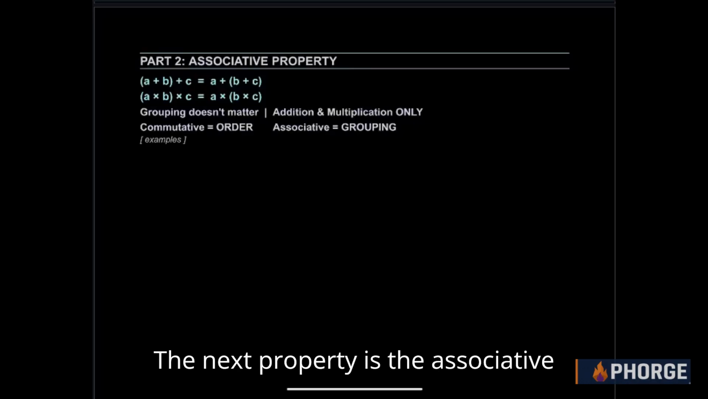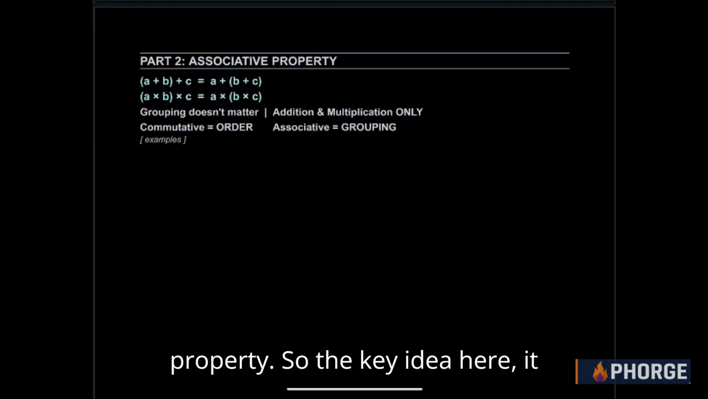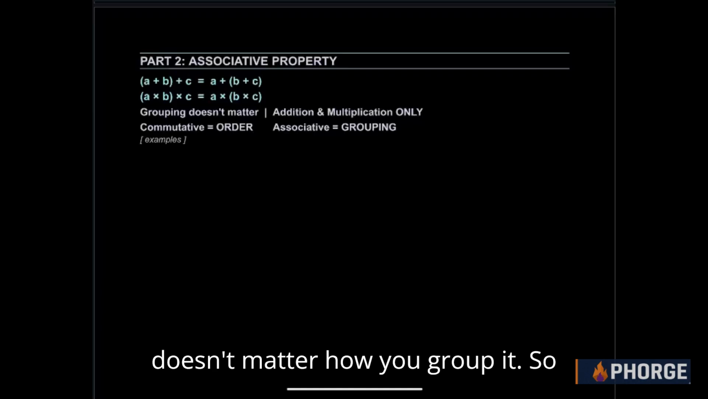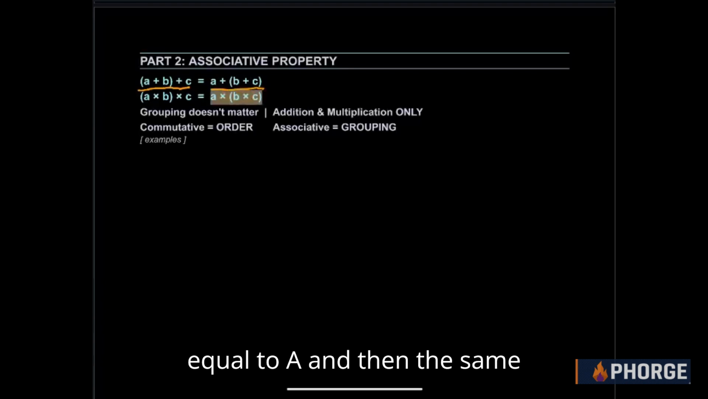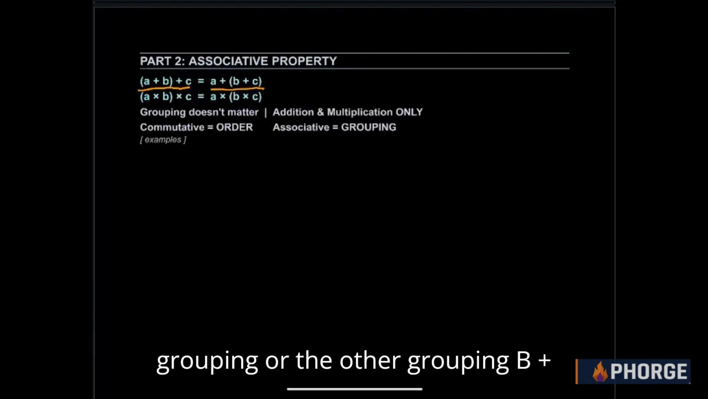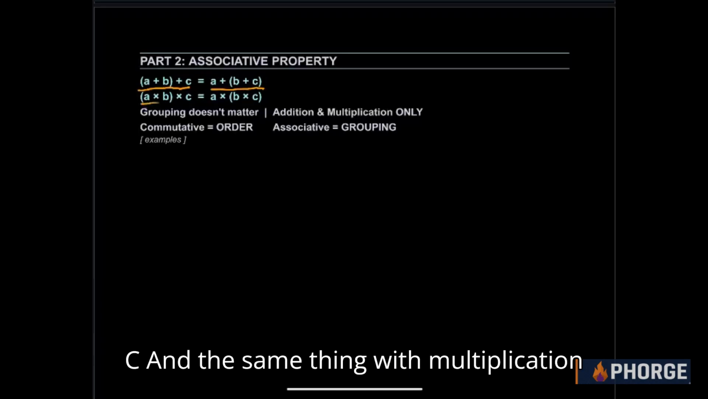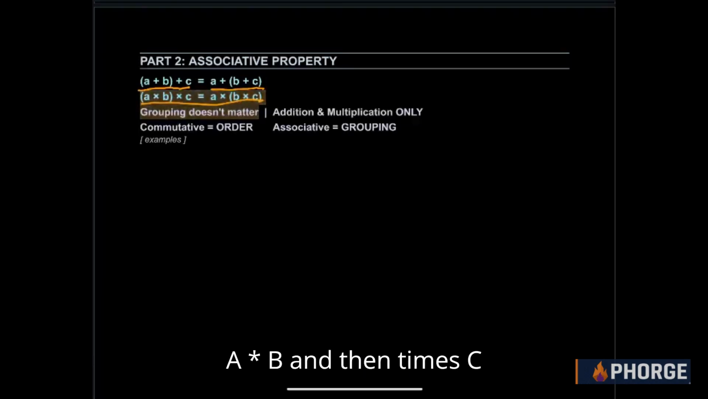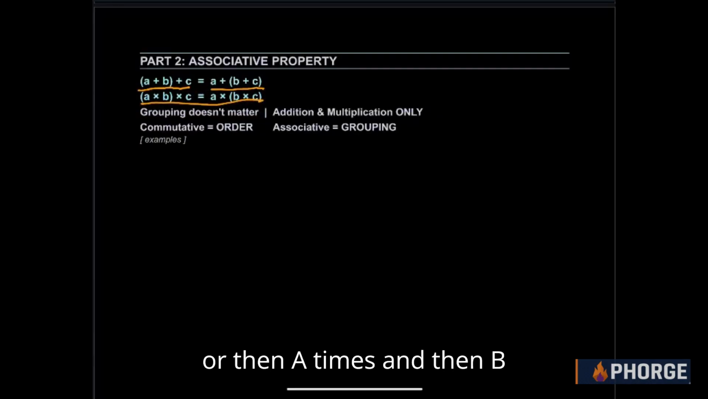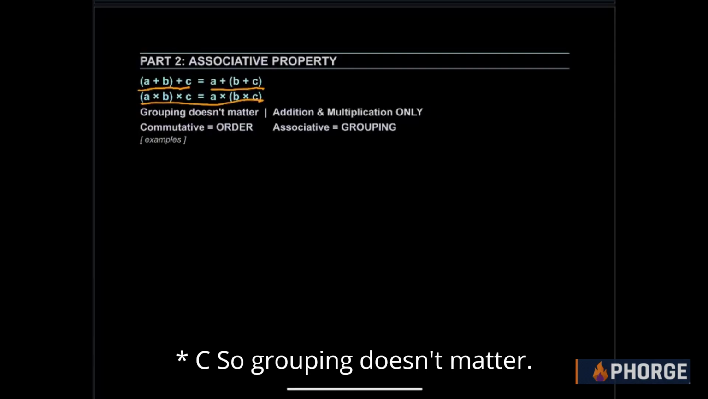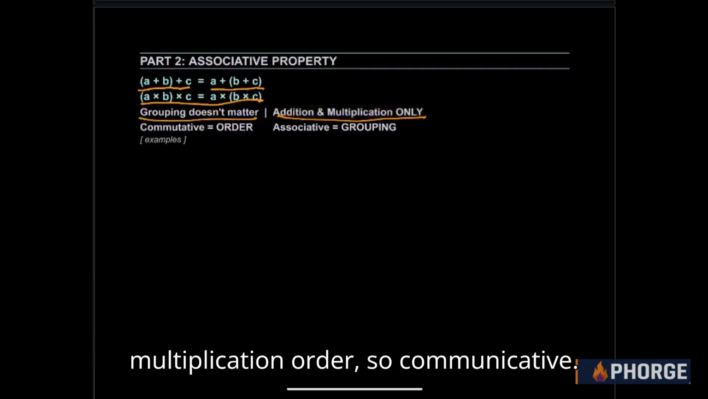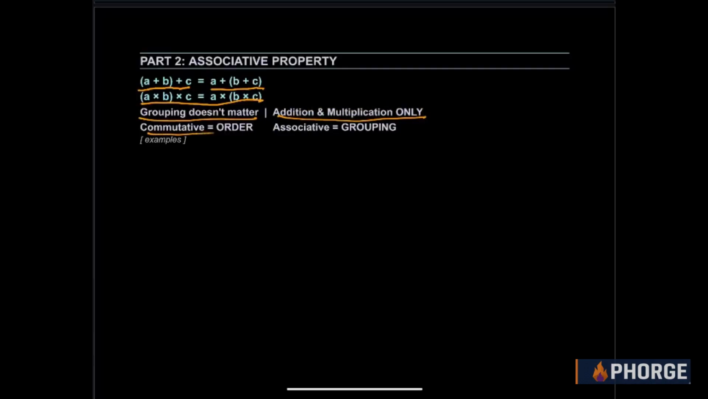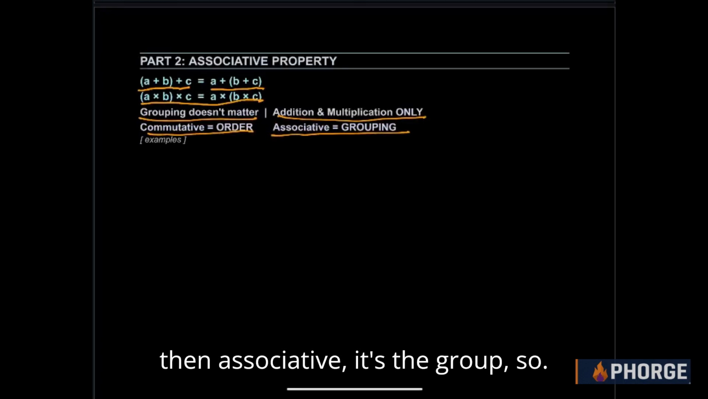The next property is the associative property. The key idea here is that it doesn't matter how you group it. So A plus B plus C is equal to A plus the other grouping of B plus C. And the same thing with multiplication: A times B and then times C, or A times the quantity B times C. So grouping doesn't matter, and it's only for addition and multiplication. So commutative is about order, and associative is about grouping.